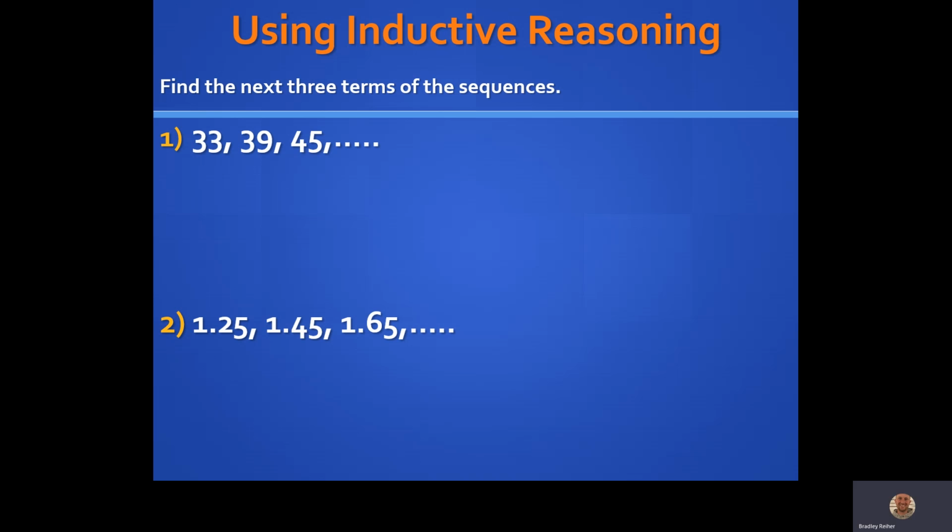Okay, the pattern here is we're increasing by 0.2, or 20 cents if you want to think about it like money. So our next three terms would be 1.85, 2.05, and 2.25. Okay, so both of those sequences, numbers 1 and 2, use the mathematical operation of addition.